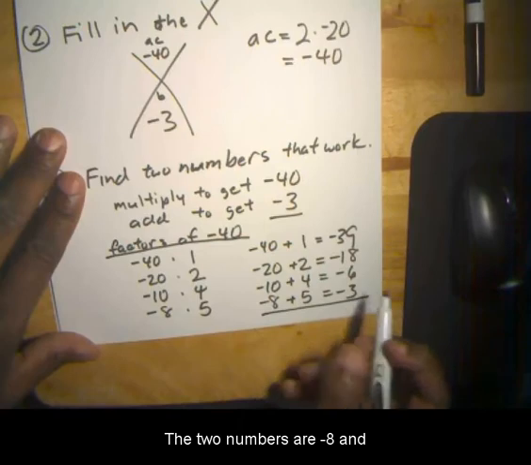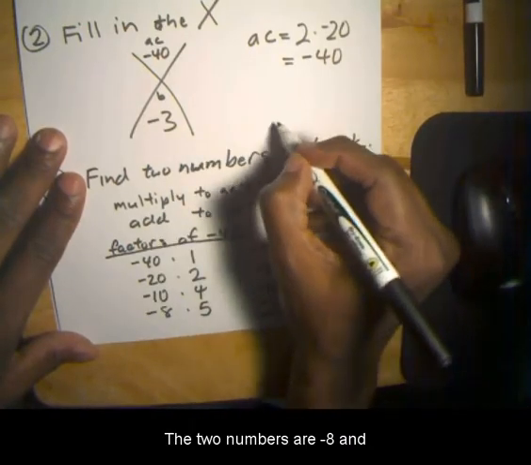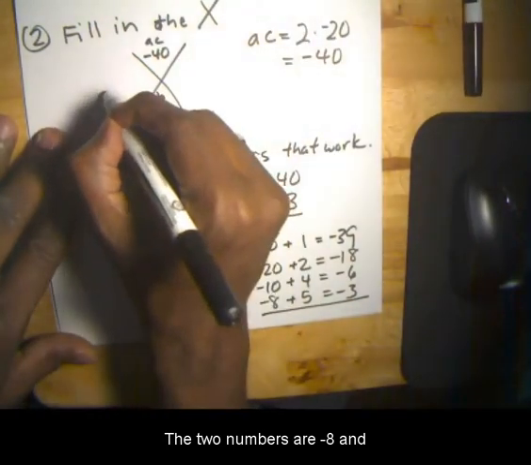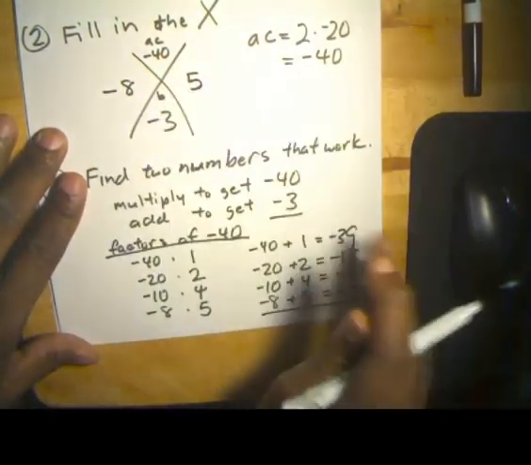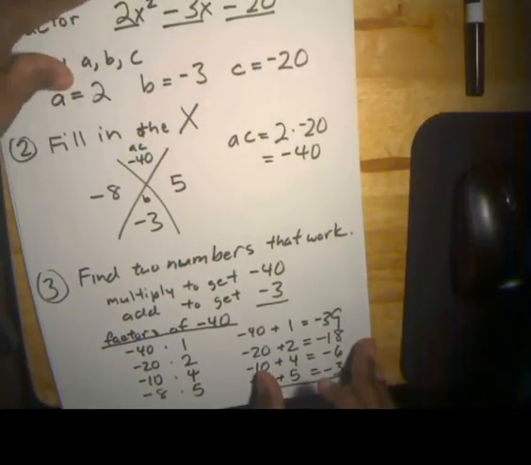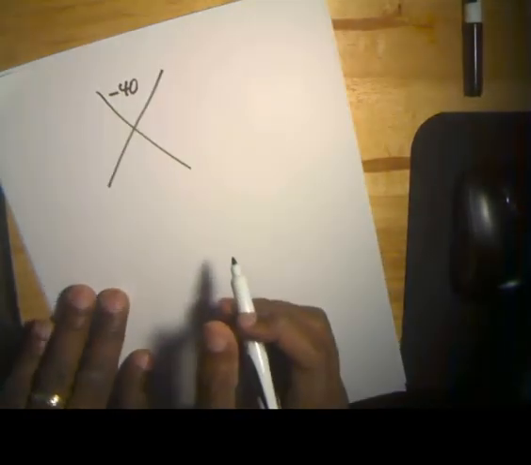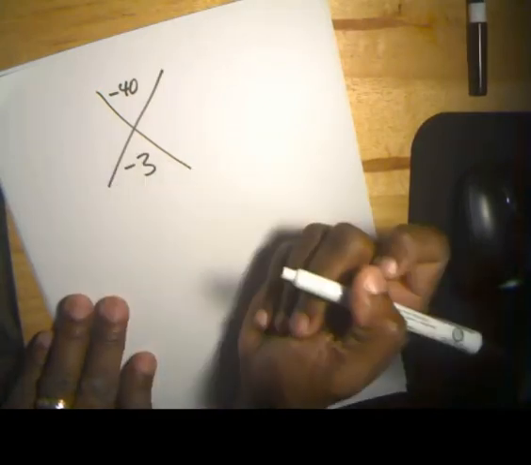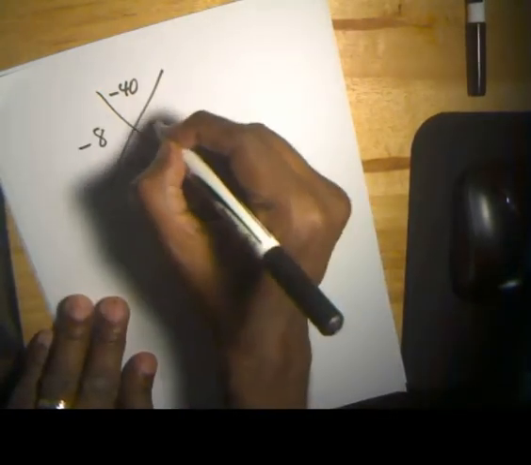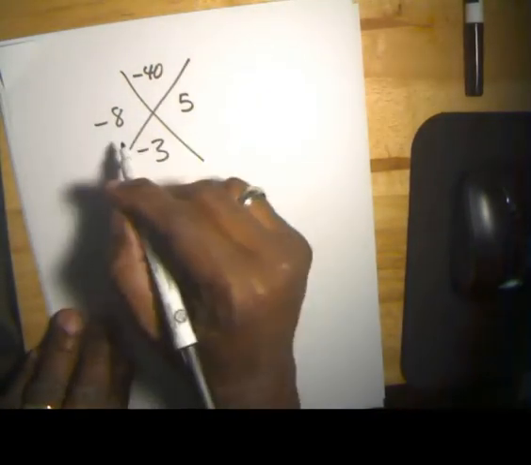All right, so my two numbers are negative 8 and positive 5. So I'm gonna put the negative 8 here, positive 5 there, okay? So let's keep going. I'm gonna go back to the x and rewrite it a little clearer. Okay. All right, so we have found the two numbers that work.